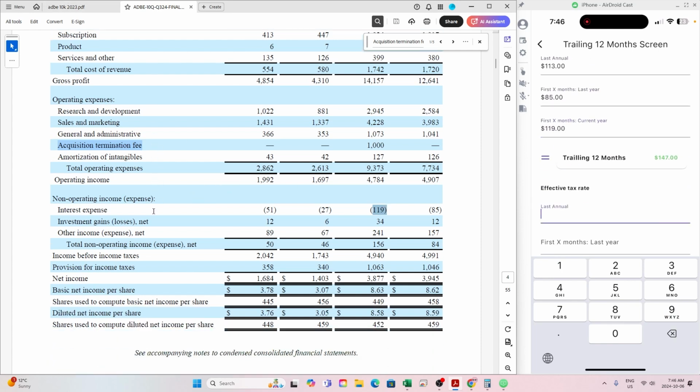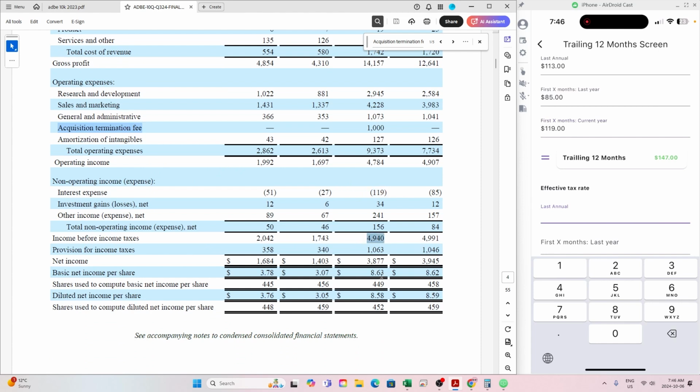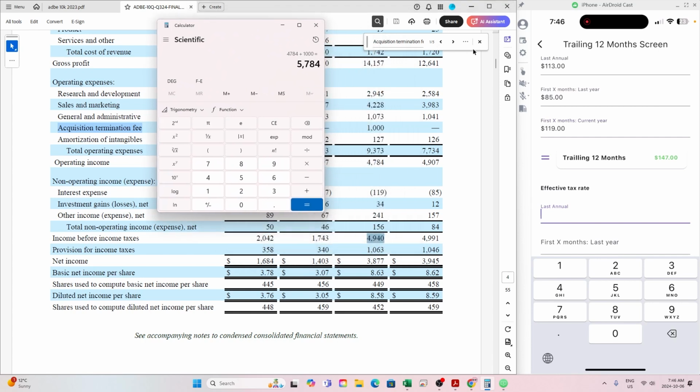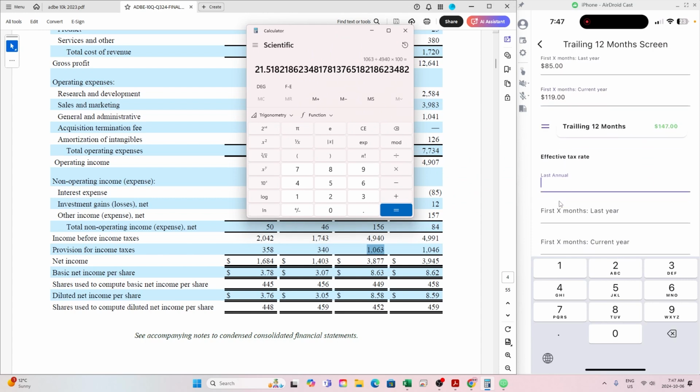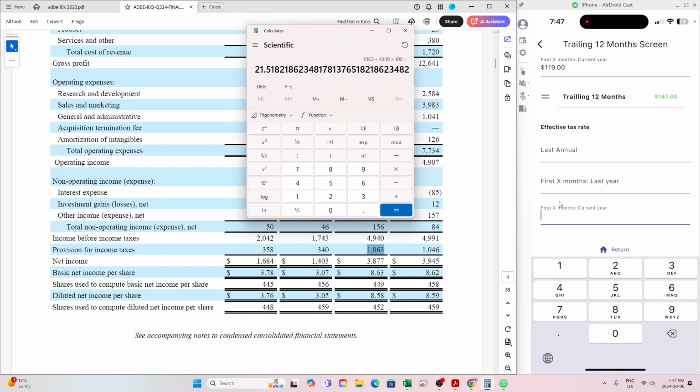Now we have to calculate the effective tax rate. Actually, we don't need the last annual data for the effective tax rate. We need the current data, so we can calculate it by dividing provision for income tax by income before income tax. So the effective tax rate is 21.51% for the recent year, which we need in our valuation. We just need current data for the effective tax rate. That's why we are just calculating the current. The other two we don't need, so we are just putting a random number there.